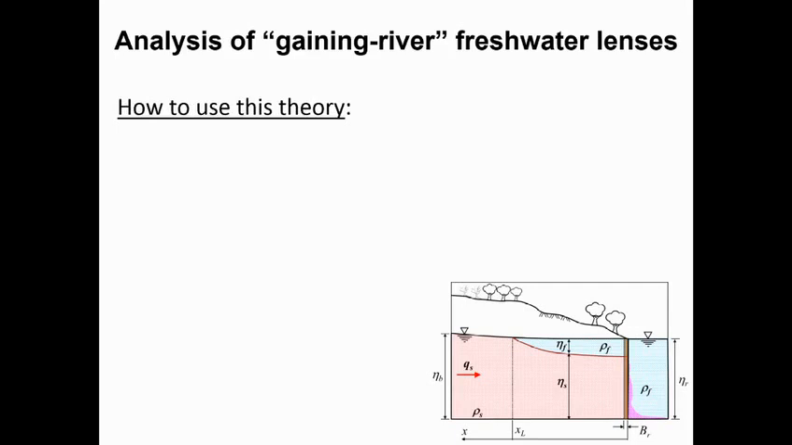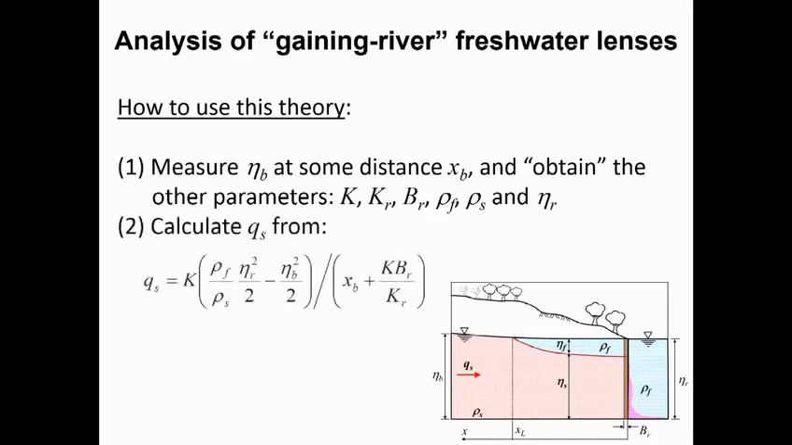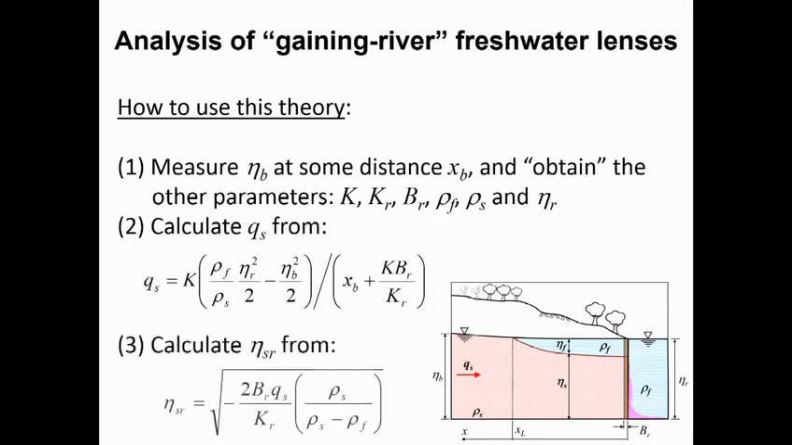Probably went over everyone's head, that's fine. But how do you use it? It's all developed on the same theory that we use in coastal zones. So you go out into the saltwater part of a floodplain, you measure the head, which I'm calling E to B here, at some distance XB, and obtain these other parameters, as Juliet's magically obtained them from somewhere, so steal hers. Then you can calculate this flow, QS, and once you've got QS, you can calculate E to SR, which is actually the thickness of salt water up against the river.